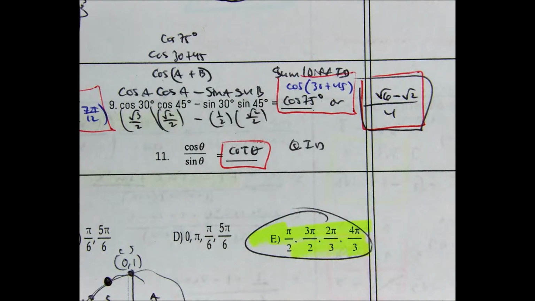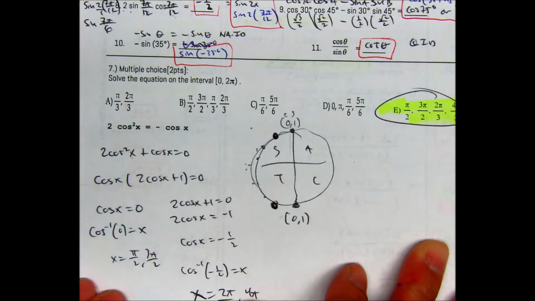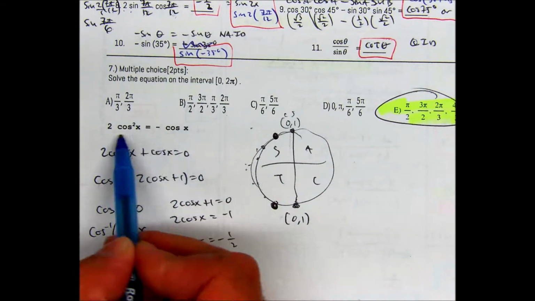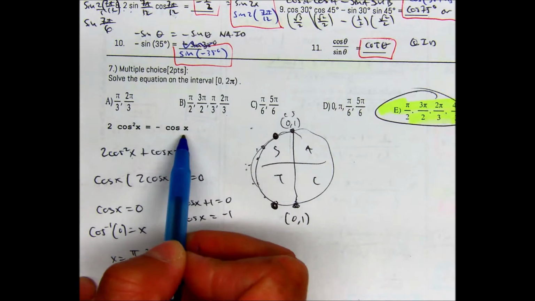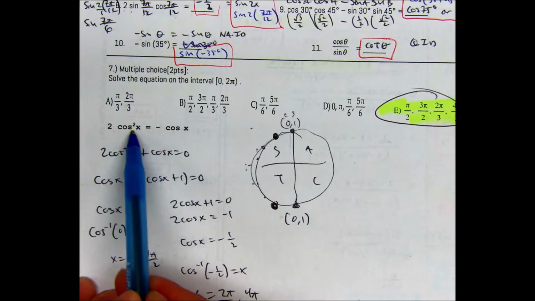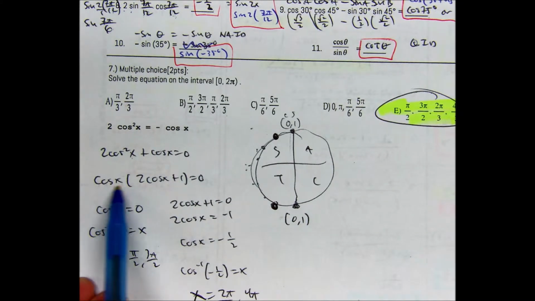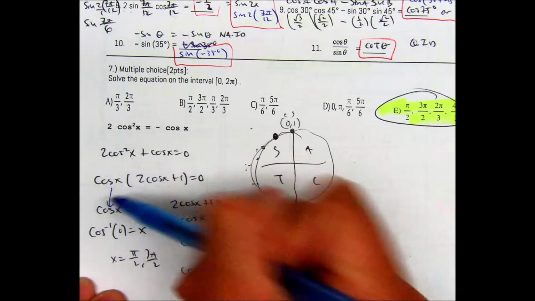Okay, question number 7, you are not supposed to skip. Remember, it would have been really bad if you divided both sides by negative cosine. It would have eliminated an answer. You're supposed to add cosine of x to the left side, take out the greatest common factor of cosine x, and set each of these equal to 0.